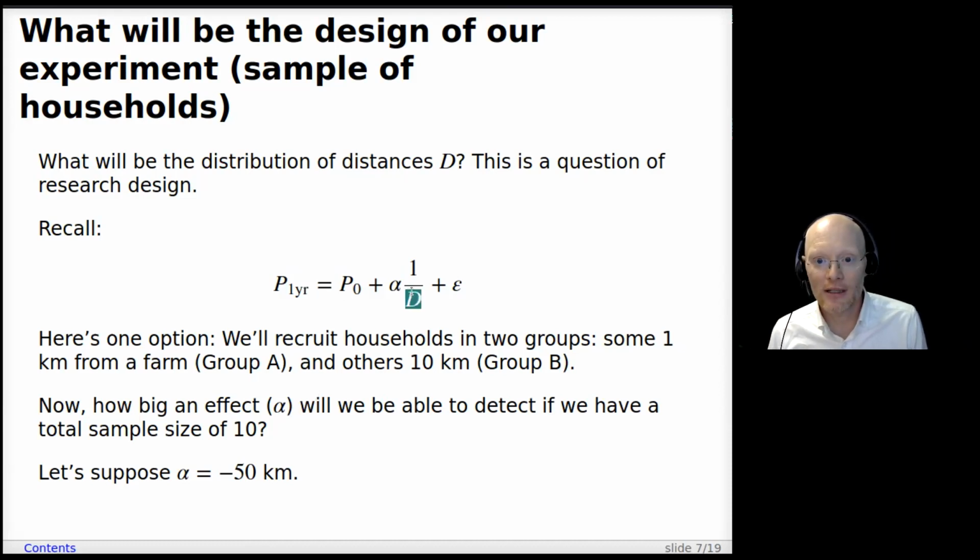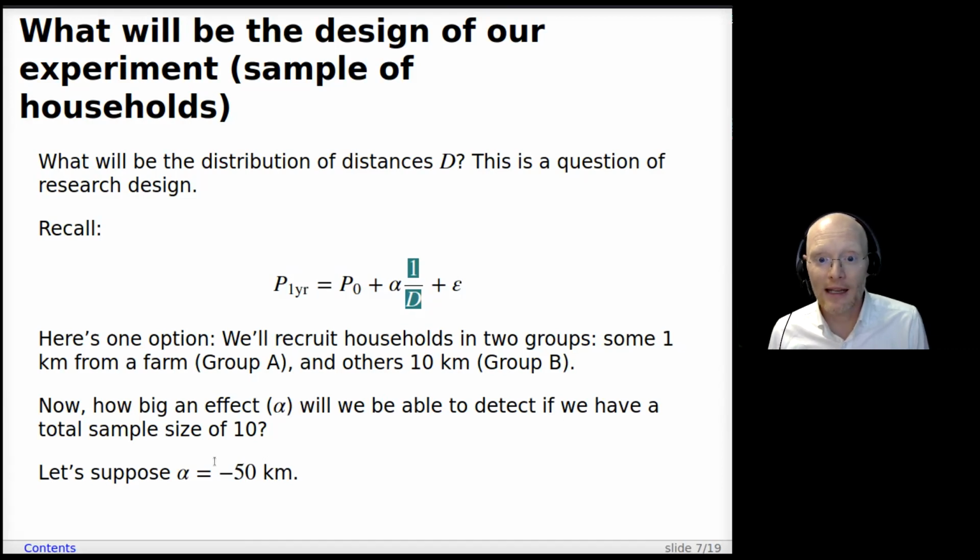D is measured as the distance to a farm, and remember that this term 1 over D is like the closeness. It's the inverse distance. So if I have two groups and one of them is 1 kilometer from a farm, then this term will be 1 over 1 kilometer. And for the 10-kilometer group, it'll be 1 over 10 kilometers. And so the units of alpha here come with a factor of kilometers.